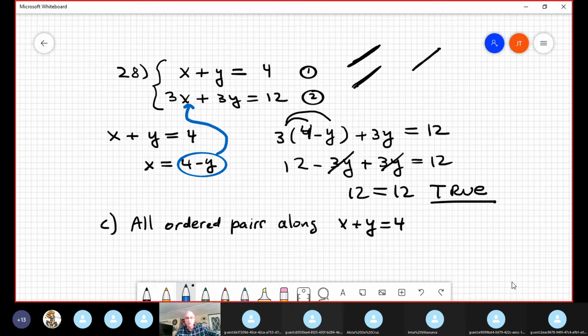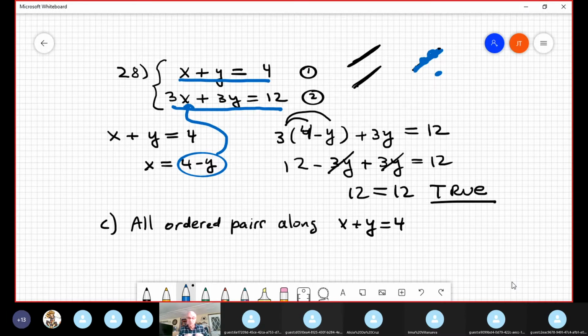Let me use two different colors. Any point here is a solution. Outside, no. Okay, that is the reason the restriction is all ordered pairs along this line. This line and this line are equivalent. It's the same thing. Do you understand the idea or no? Confusing or no?